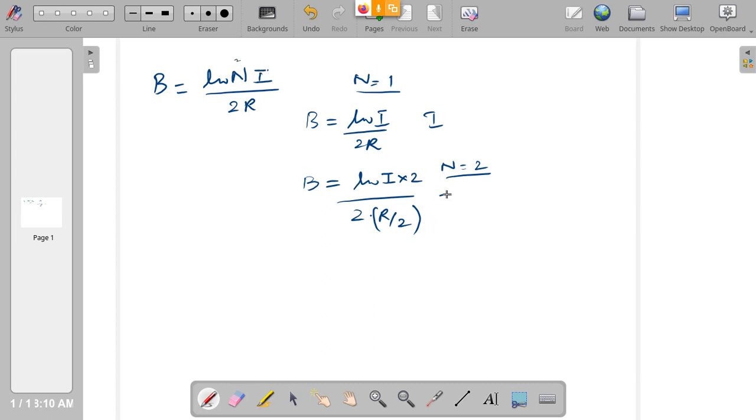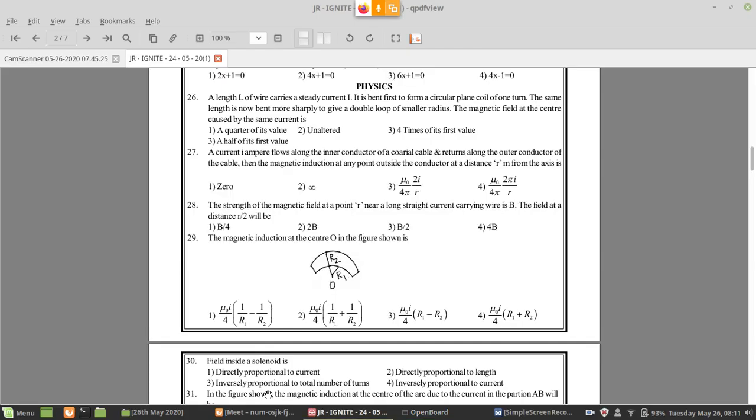So you can see that now, even if you strike off these 2 and 2, this will become 2 mu naught I by R, which is 4 mu naught I by 2R, which is 4 times the original magnetic field. So the answer for that is, among the given choices, 4 times, that is choice C or choice 3. So that is the answer for that.